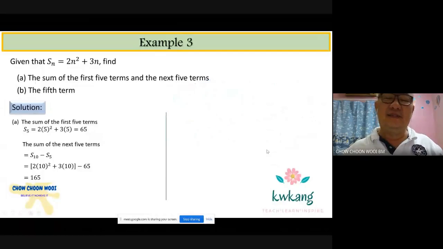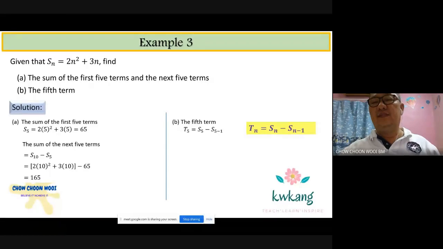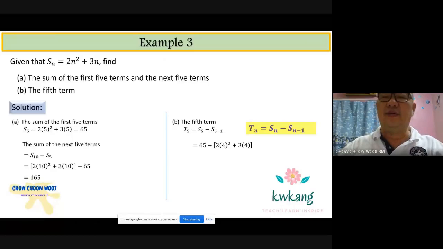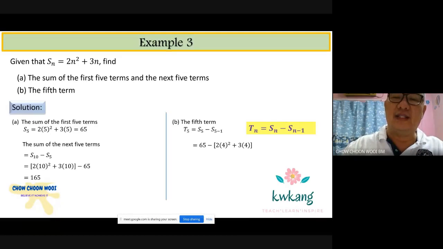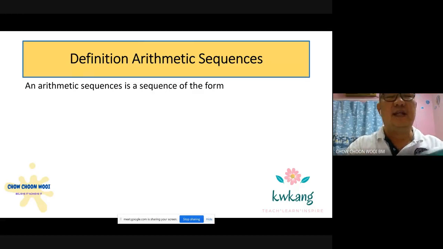Senang rumus ini. Bila tulis semua orang tahu, bila nak guna tak pasti. So T5 is equal to S5 minus S5 minus 1, which is equal to 65 minus S4. The n here we replace it by 4. So which is equal to 21. Yeah, good. Senang kan? Then the next one. The definitions of arithmetic sequences. Kita baru nak tengok rumus-rumus dia.